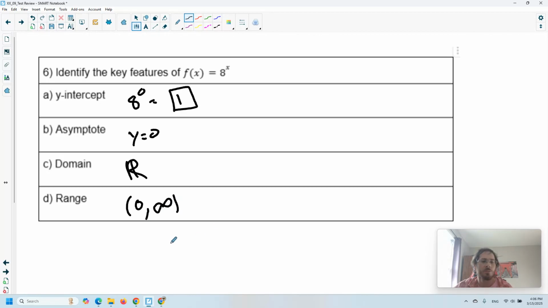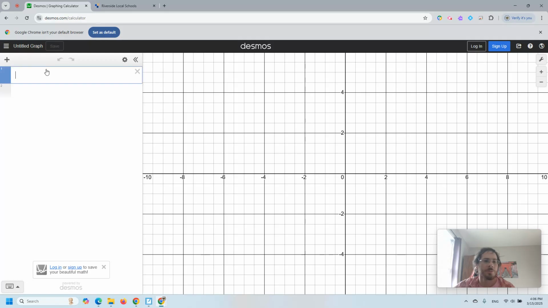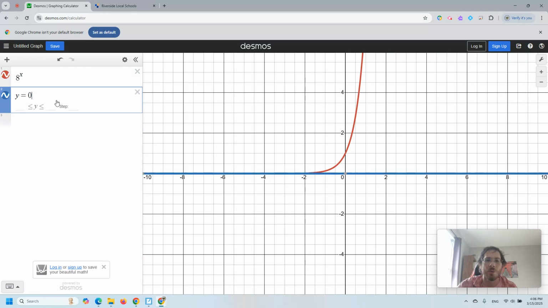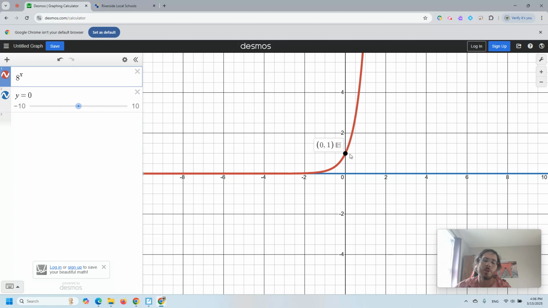Now this is one that probably would be useful to plot in Desmos if we want. So we got 8 to the x power. If we do that, we can see the asymptote of y equals 0. The red kind of lands right on the blue. It's never actually going to touch. There's this dot over here, but we can't actually click it because they never actually touch. And we can see it's going all the way up to infinity. So that's why our range goes all the way out to infinity. The y-intercept right here is at 1.